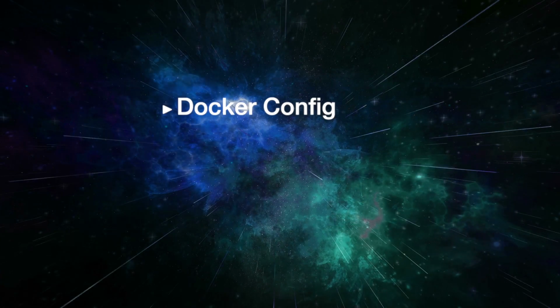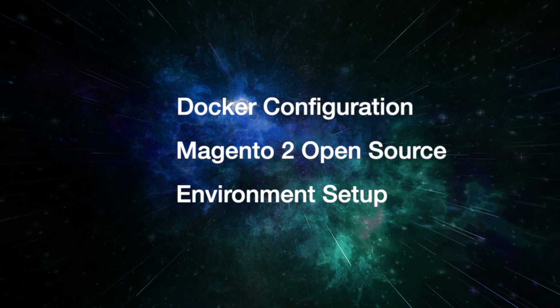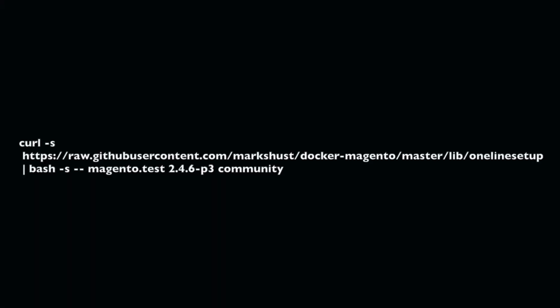Let's execute a curl command with a one-line setup script that is responsible for downloading Docker configuration files, downloading the latest version of Magento, and setting up our environment so we can start working locally. The one-line script will download all required Docker files, will download Magento version 2.4.6-p3, depending on the version number you specify in your one-line setup command, and will create Docker containers, start these containers, and prepare the file system for us to start running the Magento 2 application locally.